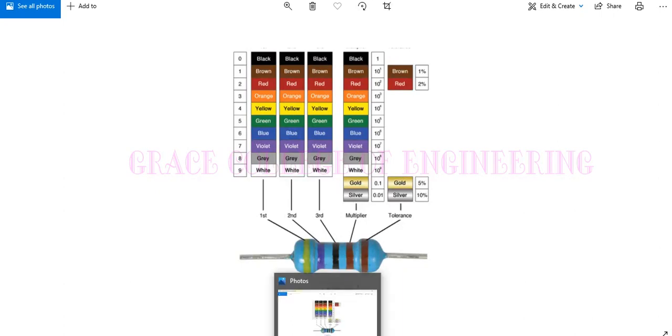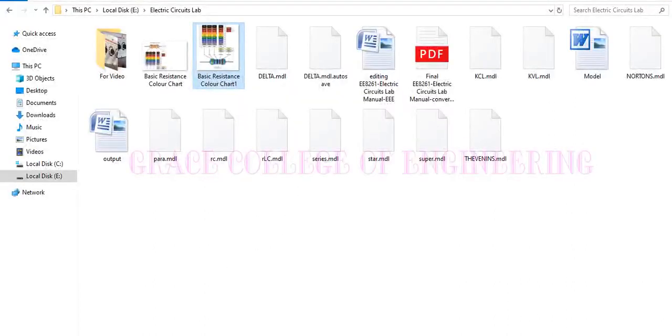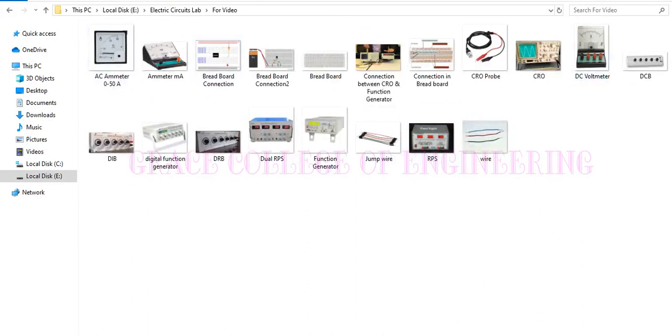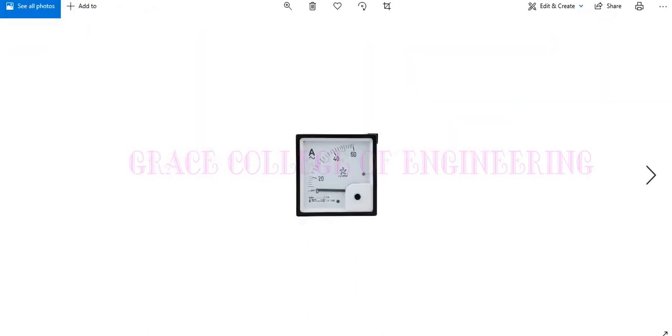This is the basics we have to study for seeing the electric circuits lab.